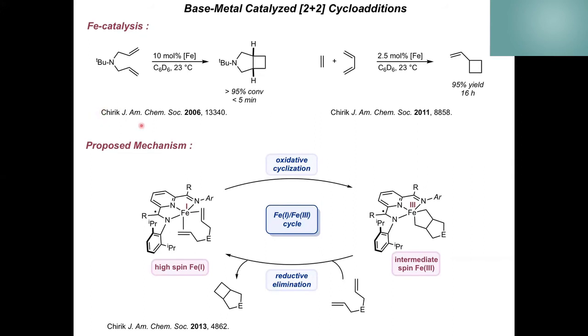And so the Chirik group reported in 2006. The first reports from the group were using these tethered diallylamines mostly, and these reduced iron compounds supported by pyridine diimine chelates as a way to form these cyclobutanes in very good yields, and in many cases, depending on the substituents on the nitrogen, very rapidly.